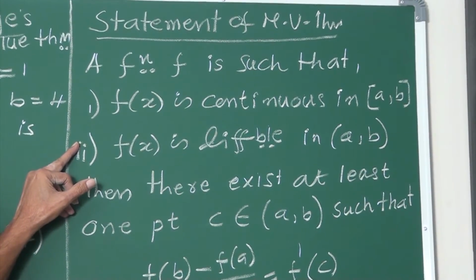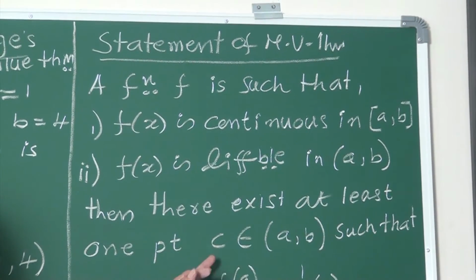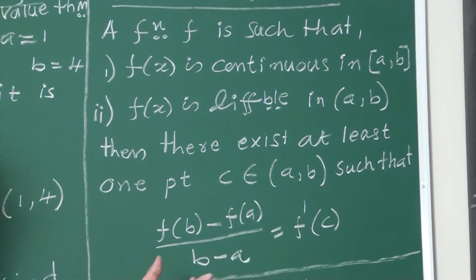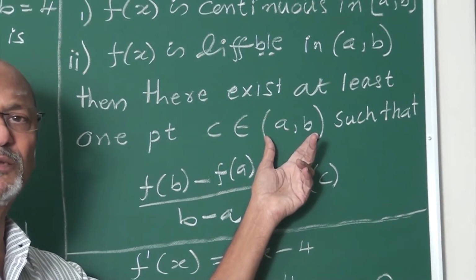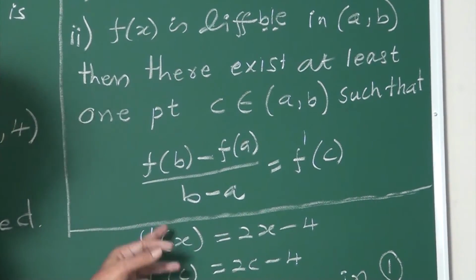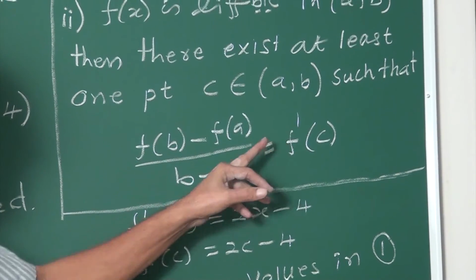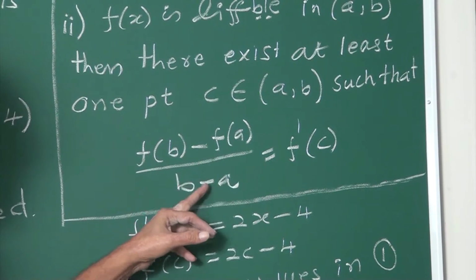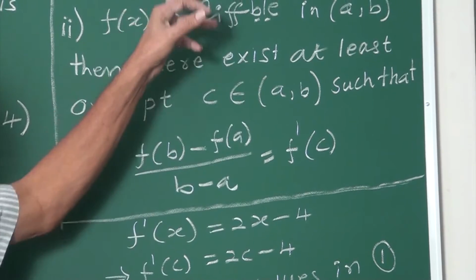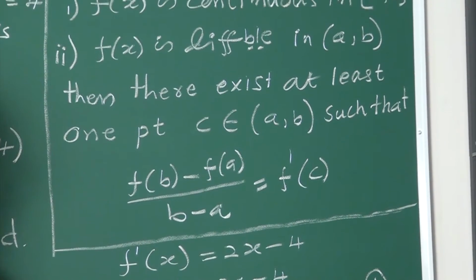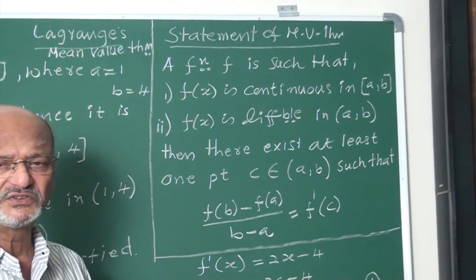If these two are true, by the mean value theorem there exists at least one point c in the open interval (a, b); the ends are not considered. Such that (f(b) minus f(a)) upon (b minus a) equals f dash c. This is the statement of the mean value theorem, my friends. What next? Just verifications.